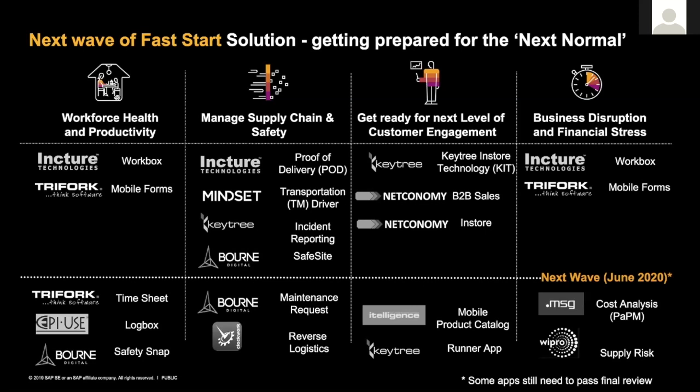But just to highlight a couple of them, Epiuse has been a great partner of SAP, and they're getting on board with a lockbox solution. Several of the partners are adding additional solutions, Born, Trifork, and Keytree. And then also additional partners are coming on board like Clockwork and also MSG and Wipro and Intelligence. So good traction. We're looking at basically a next wave of solutions for the next few weeks. Hopefully all of those will be officially launched, maybe only 7 or 8 out of the 9.